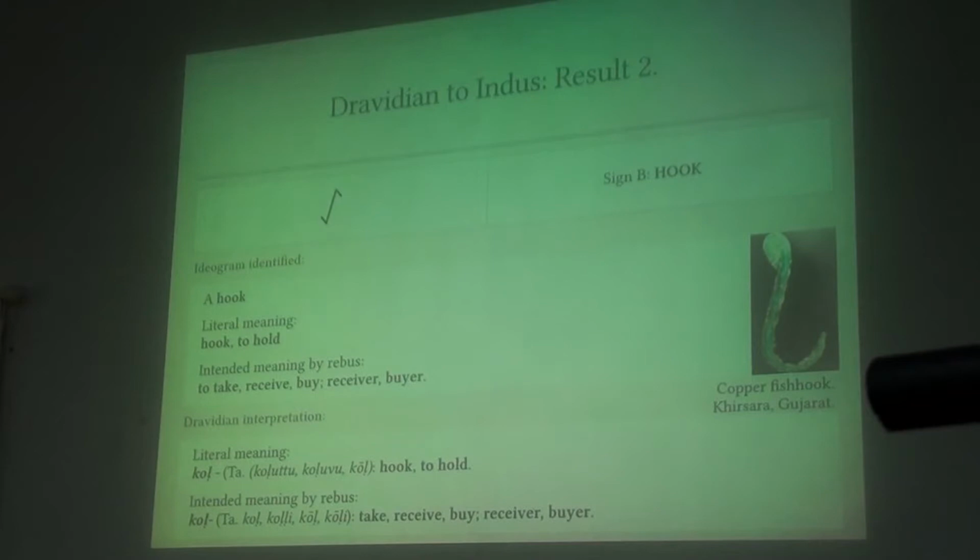Here I must explain the rule of the Indus hierarchy that a non-personal noun can stand for the corresponding personal noun. Town, man from town, farm, farmer, flower, flower seller, and so on. So, here, again, taking a very simple picture of a hook, we get the literal meaning, hold, a hook, from which we get the intended meaning by the word hold, etc. Take, receive, buy, receiver, buyer.